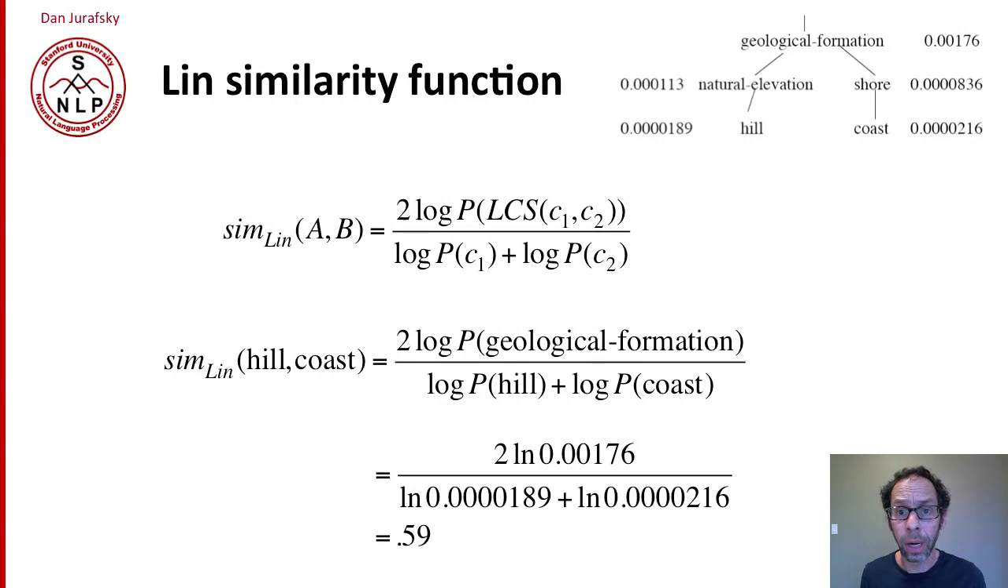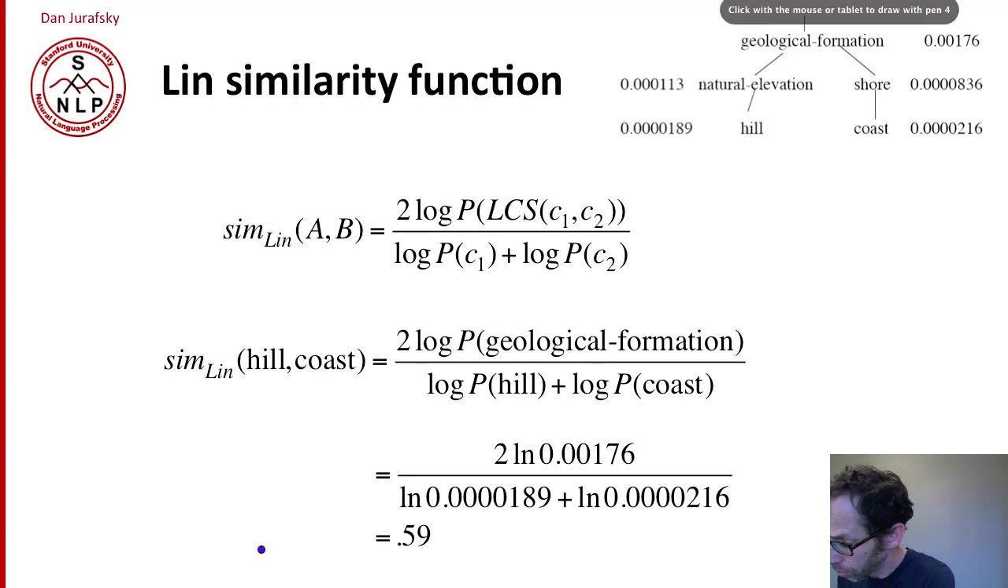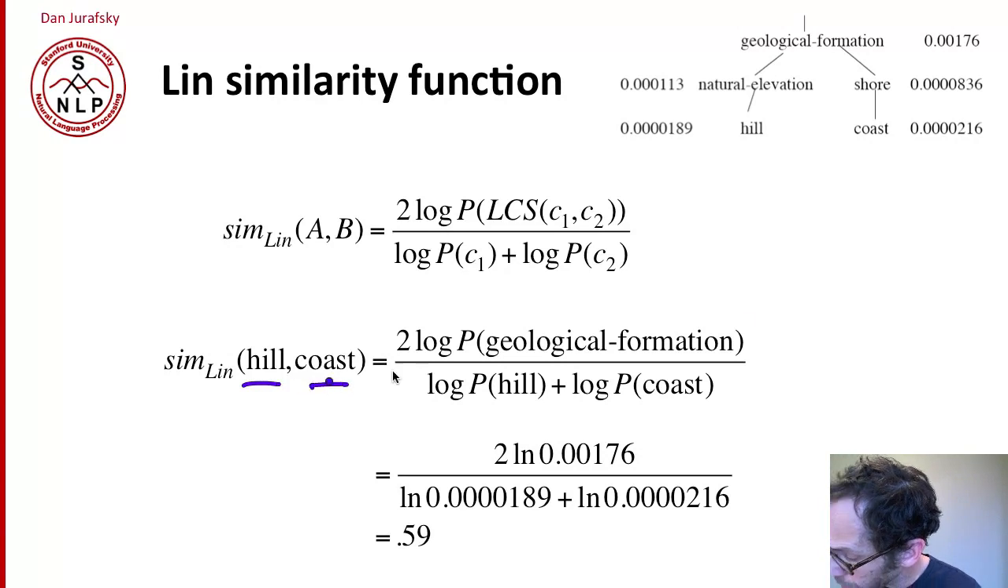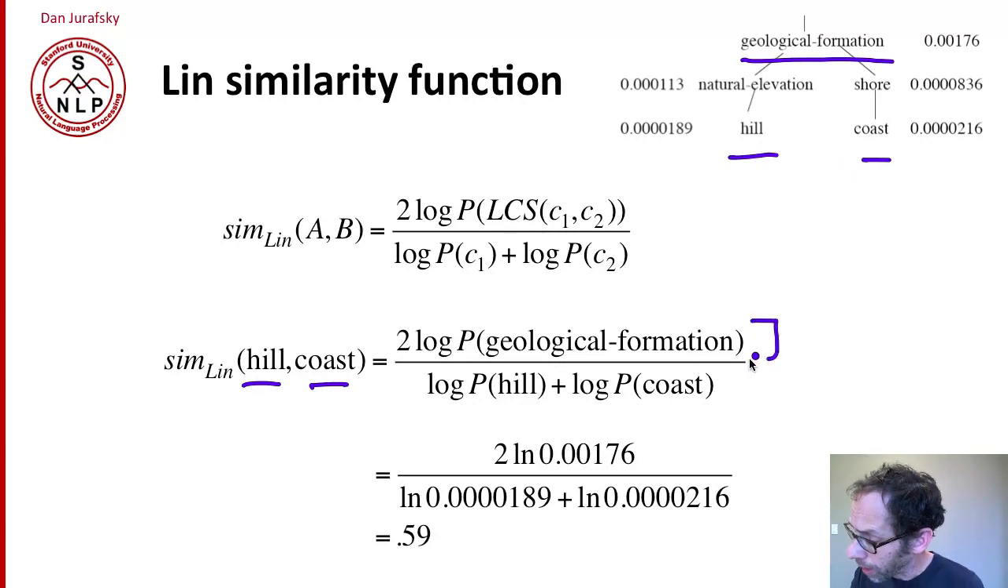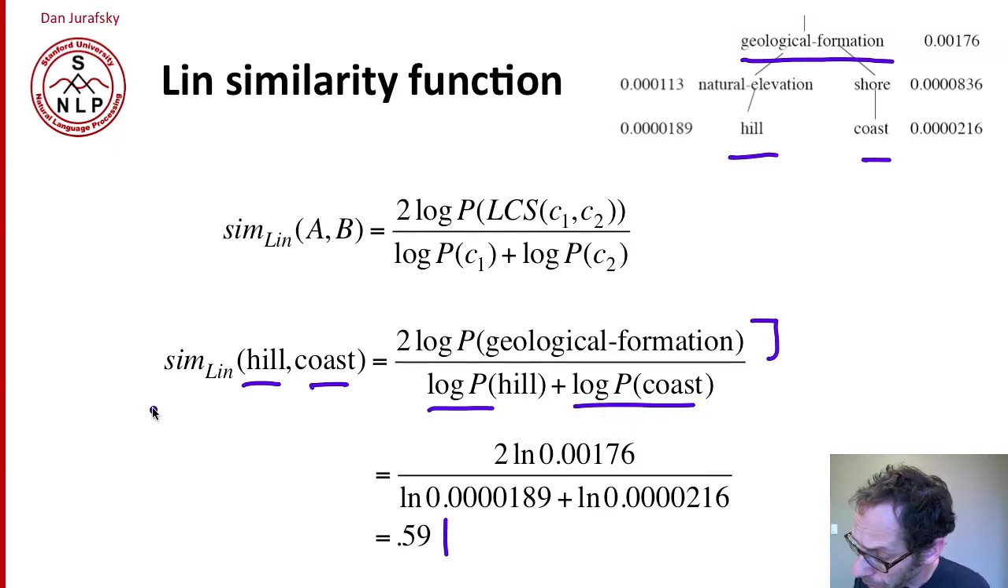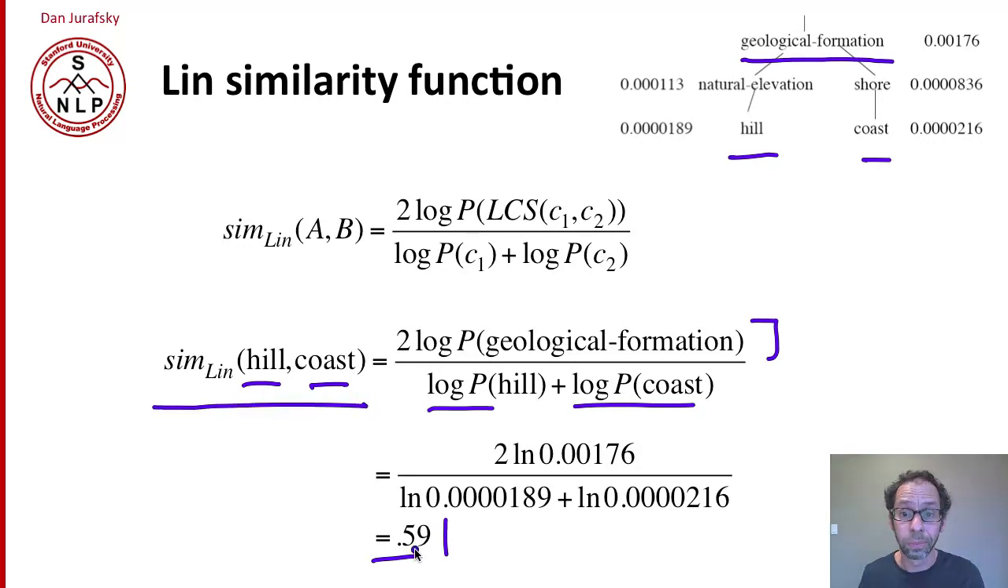Let's look at an example in our small sample hierarchy. We want to know the Lin similarity between the concepts hill and coast, and we look at their lowest common subsumer, geological formation. We take twice the log probability of that, divided by the sum of the log probabilities of the two items, hill and coast, and that gives us, for the Lin similarity between hill and coast, 0.59.